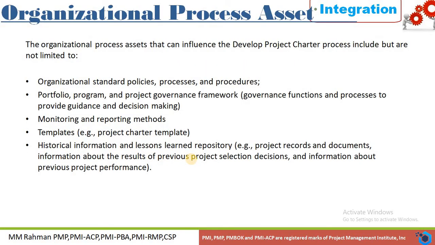Then what are the organizational process assets we have to consider for the develop project charter process? The organizational standard policies, processes and procedures. We have to consider portfolio, program and project governance framework, then monitoring and reporting methods, templates such as the project charter template, historical information and lessons learned repository. We have to consider project records, documents, information about the results of previous projects, selection decisions, then information about previous project performance. These are the organizational process assets required for developing the project charter.